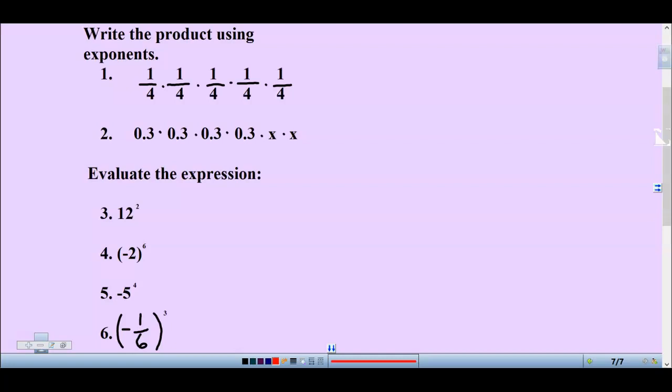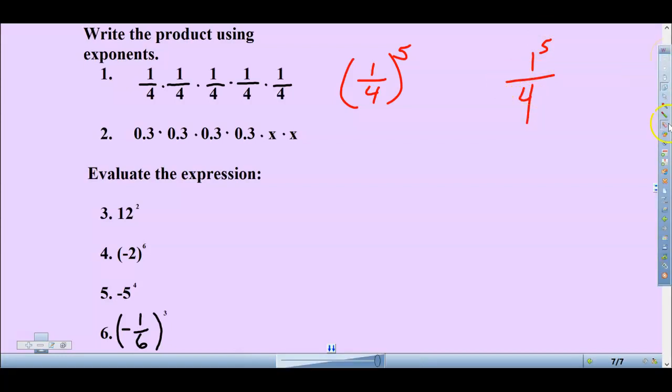Now that you've paused the video, let's go over them quick. Writing those products using those exponents, you should have had parentheses here. You have to have a fraction in parentheses, because the exponent is talking to both the numerator and denominator. Without it, I don't know if you're talking to just the numerator or not. It looks like it's just the numerator, so don't do that. Use those parentheses for any fraction.